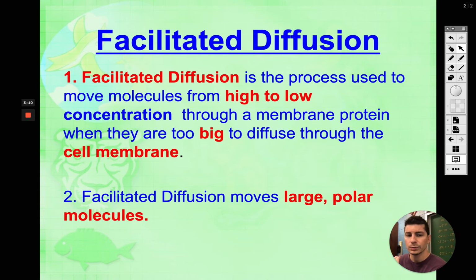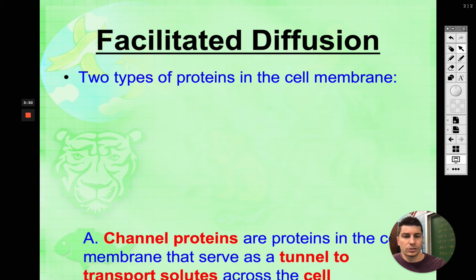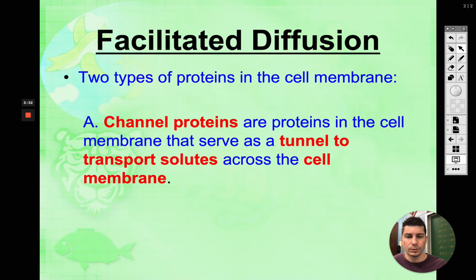And what we're going to do with facilitated diffusion is now move those bigger solute particles. In this example, they are going to be large polar molecules. It's still going to move from high to low concentration just like regular diffusion. However, the difference between them is that we are going to move them through a protein. And there are two different types of proteins we can move through.